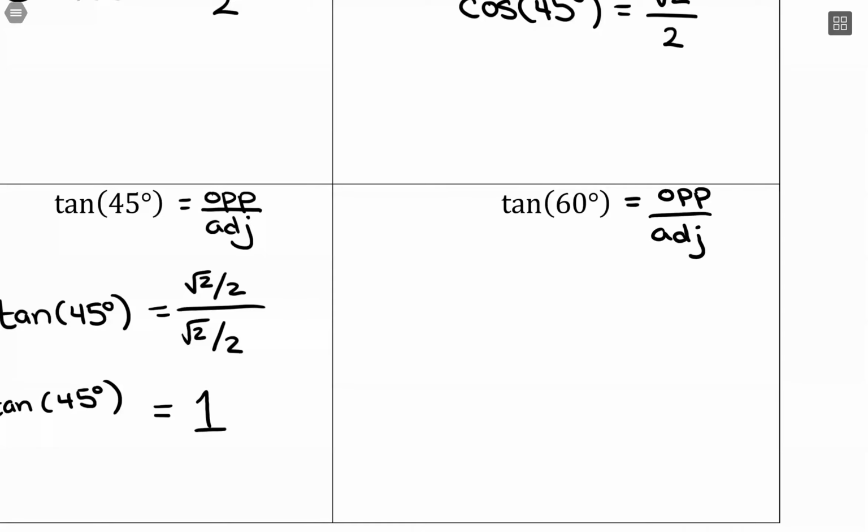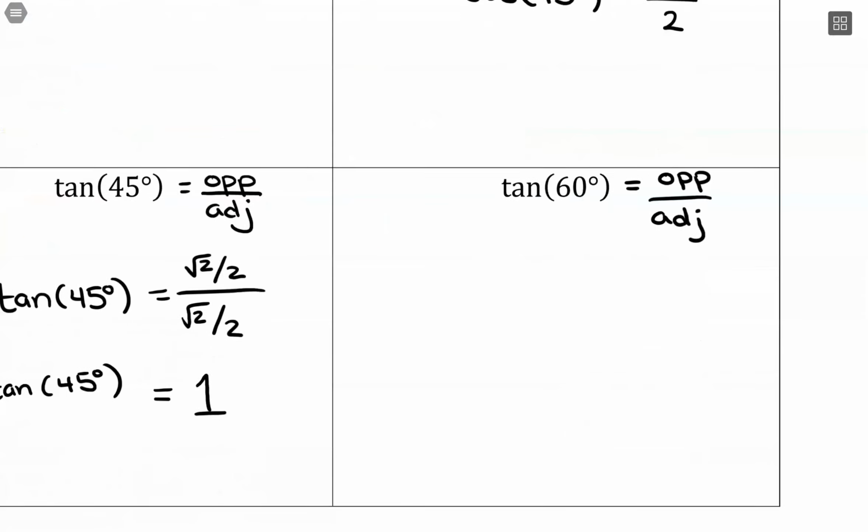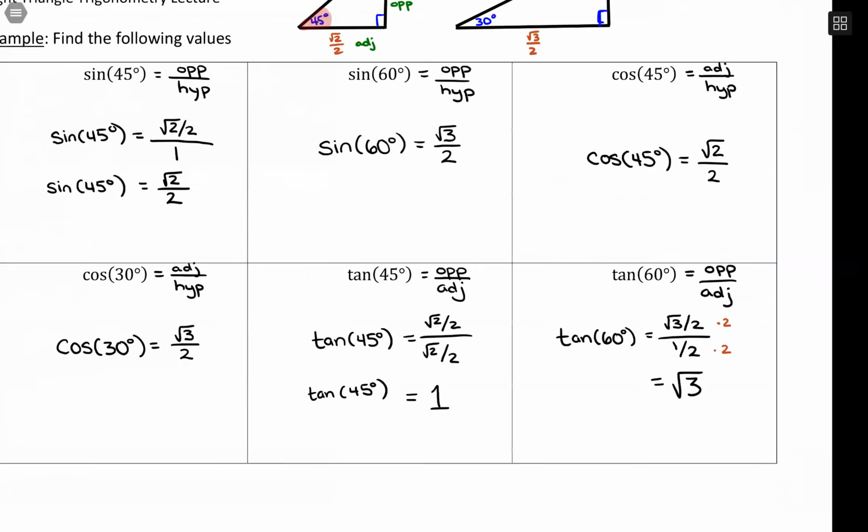So with this one, if we're at 60 degrees, opposite is root 3 over 2, adjacent is 1 over 2. So tangent of 60 degrees is root 3 over 2 over 1 over 2. And basically to clear out those denominators, it's like I'm multiplying both the numerator and denominator by 2, which would just give us the square root of 3.